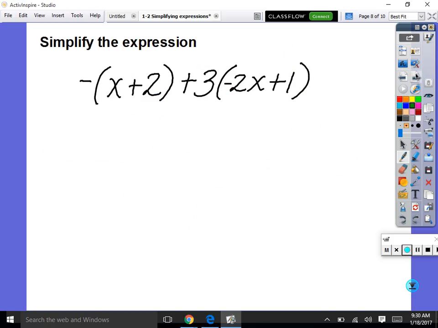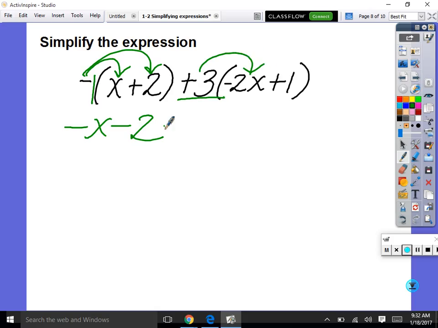Okay, awesome. What I want you to do is do this one on your whiteboard and hold up an answer. All right, let's go through it. So you thought of this hopefully as negative 1, right? Negative 1 times x is negative x. Negative 1 times positive 2 is negative 2, right? Now we're distributing positive 3, so that's positive 3 times negative 2x, which is negative 6x's. Positive 3 times positive 1 is positive 3.